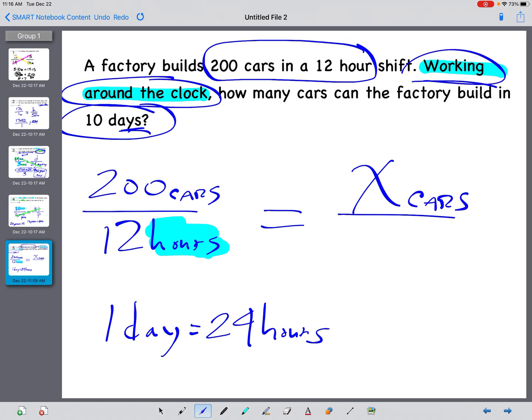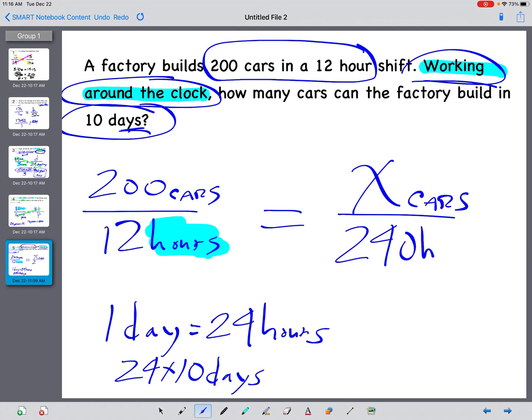All right, and so since one day is 24 hours, we would just simply multiply that by 10 days to get the number we need for our proportion. So that's 240 hours. And we're going to use that number. And now we're all set. We have a correct proportion set up so that we can now calculate the unknown number of cars that would be built in 2 weeks.